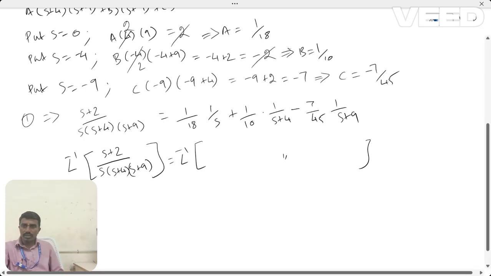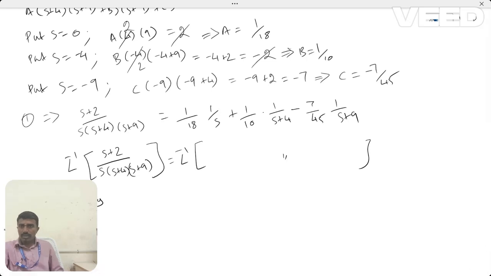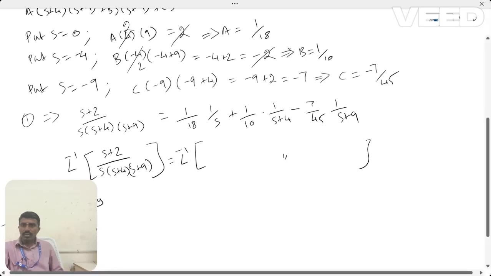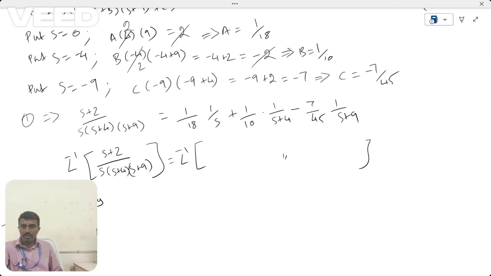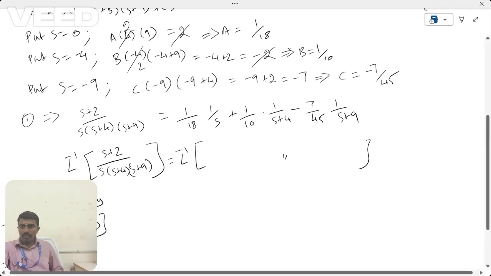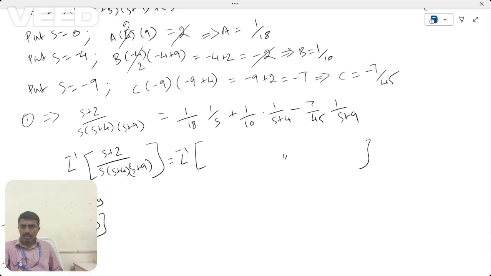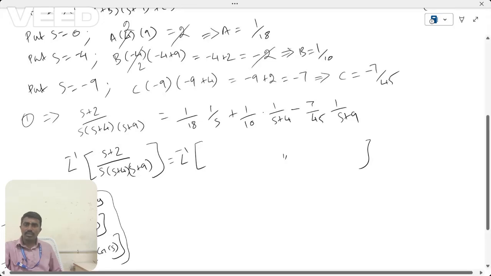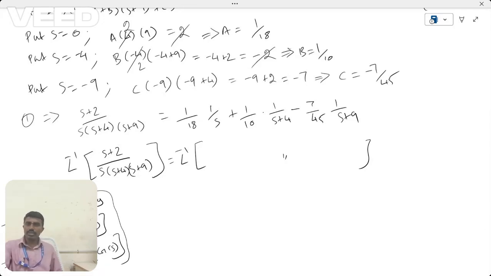Linearity property, that is L inverse of a f of s plus b g of s will become a times L inverse of f of s plus b times L inverse of g of s. Okay, so this is the linearity property. That means we can bring the constant outside and we can split the terms.